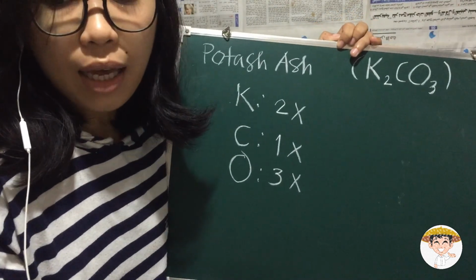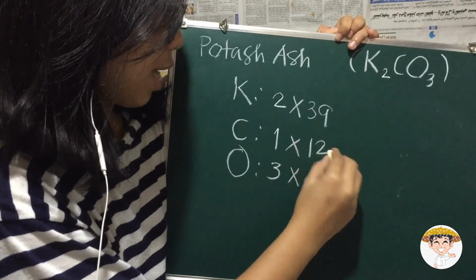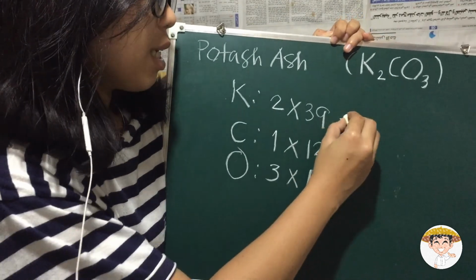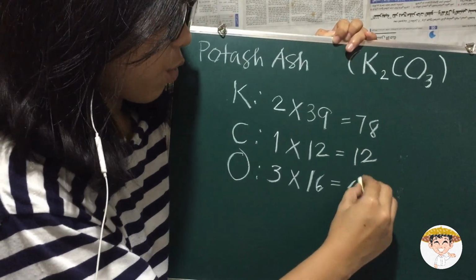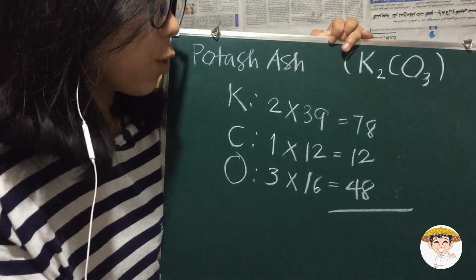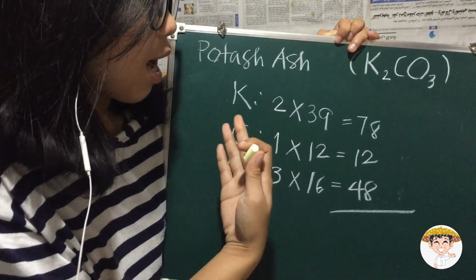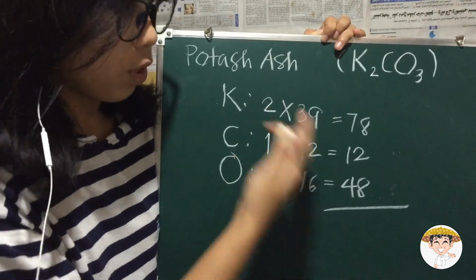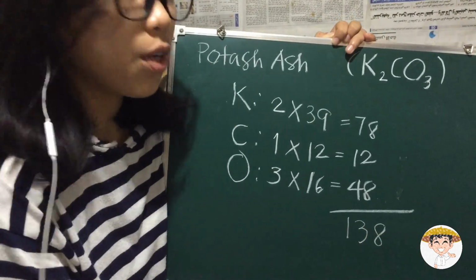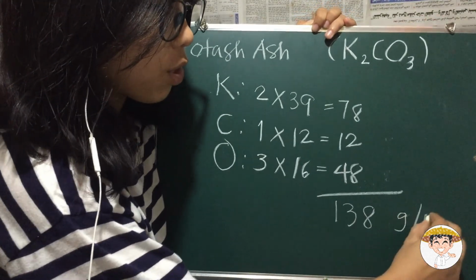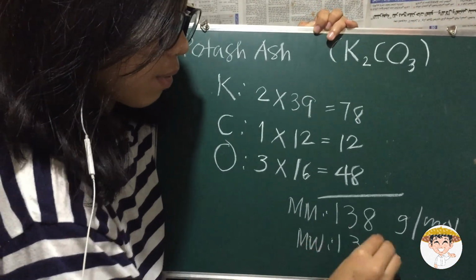So, potassium has an atomic mass of 39, so we multiply by 39. Carbon 12, and then oxygen has an atomic mass of 16. Then get the products. So we have here 78, 12, and 48. So in getting the molar mass, we are going to get the total of the products of the number of atoms and atomic mass of each element. So get the total of that, and then we come up to 138. If it is a molar mass, you are going to have the unit grams per mole. If it is a molecular weight, this is molar mass, molecular weight in grams.